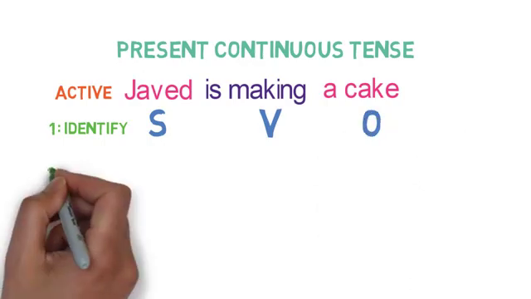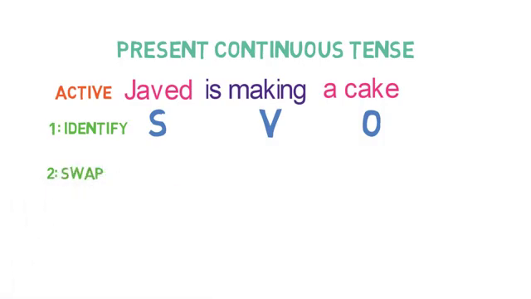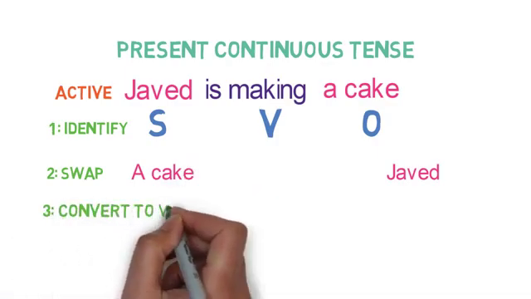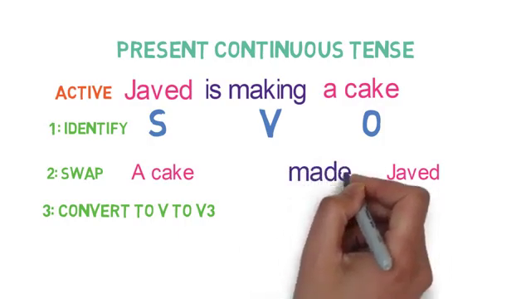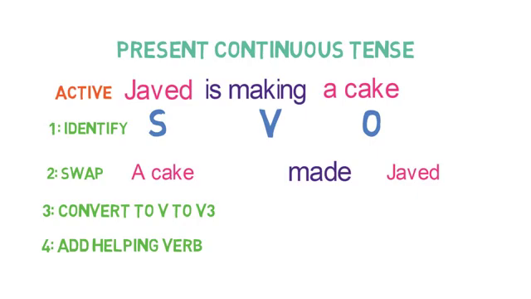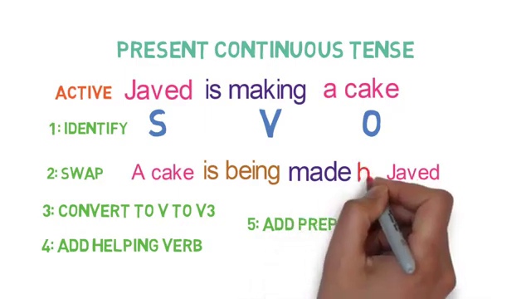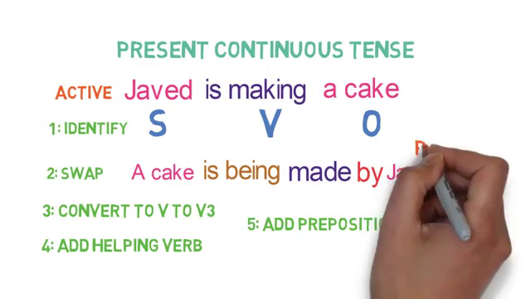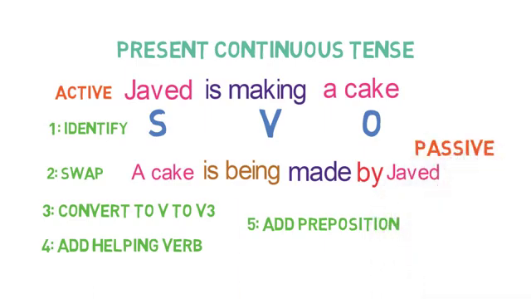Now, in step 2, we need to swap the position of subject Javed and the object a cake. After that, in step 3, we need to convert the verb to its third form. So, it will be made. Now, moving to step 4, we need to add a helping verb of to be. In present continuous, we add here is being. Lastly, to make the sentence complete, we attach by before the subject. Final passive voice sentence is: a cake is being made by Javed.